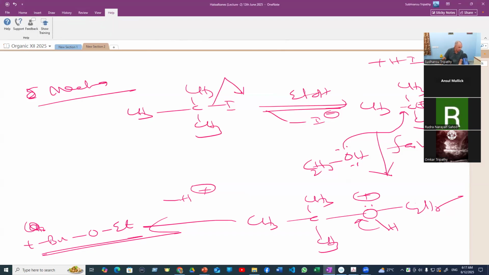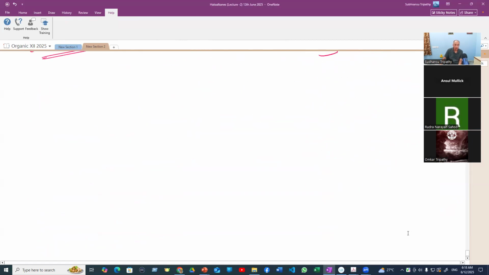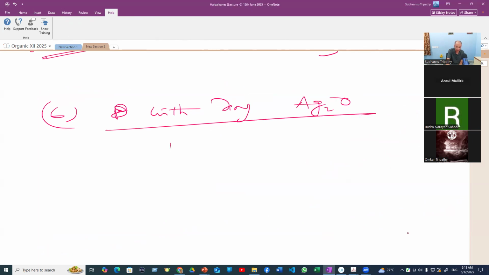So we close today's class. Another 10 and then mechanism. Of course, another one is with dry silver oxide. Formation of ether.